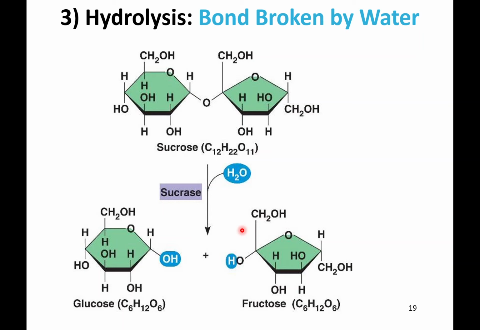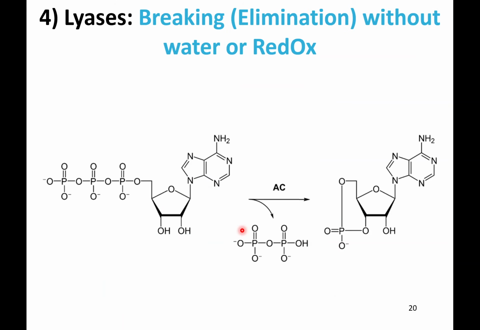Condensation, you're forming a bond and eliminating water from that. Okay. Group 4, lyases. These are probably the most difficult reaction type to define. The definition is breaking a bond or eliminating something without using water, and it's no redox. So that's kind of a bad example there. But it turns out we actually see many examples of lyase reactions.